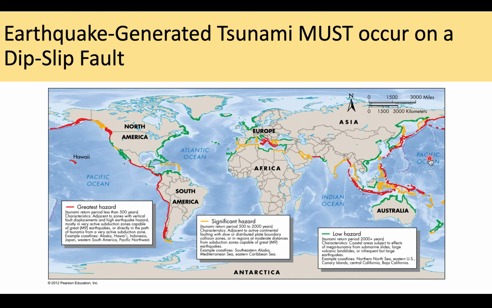So here is a map of hazards for tsunamis, and you'll notice that Southern California, where we have our transform boundary, is quite low. So where there is no vertical displacement nearby, we do not see a very high hazard. Only where we have those dip-slip faults, especially the subduction zones, is where we're going to have the greatest hazard for tsunamis.